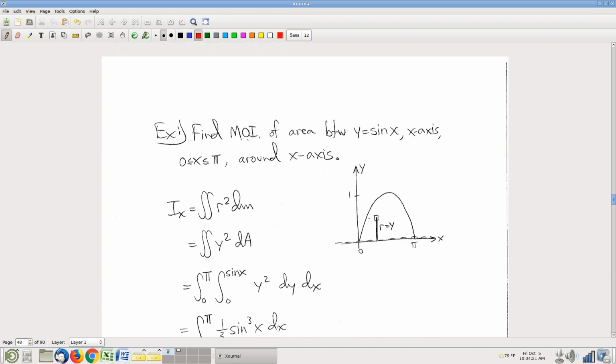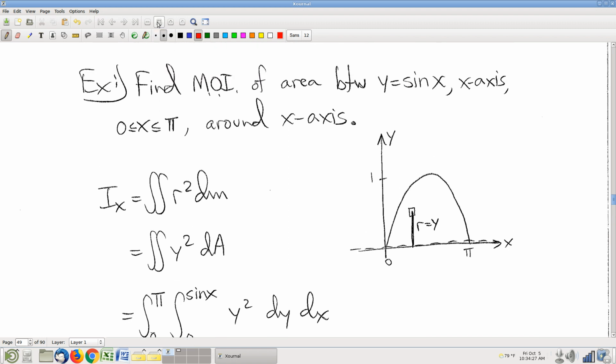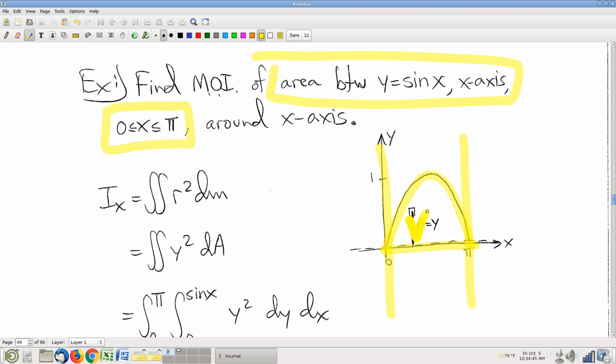So here's an example. Let's find the moment of inertia. We've got an area between y equals sine x, the x-axis, and x between 0 and pi. So that's this region in here. There's our region, so we've got a certain amount of mass in that region. And I want to know what's the moment of inertia of this around the x-axis.